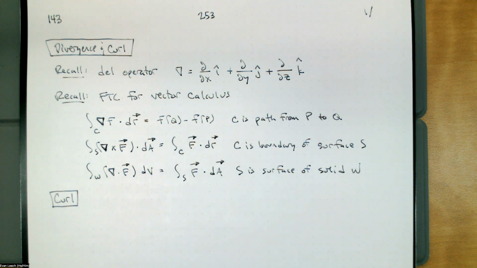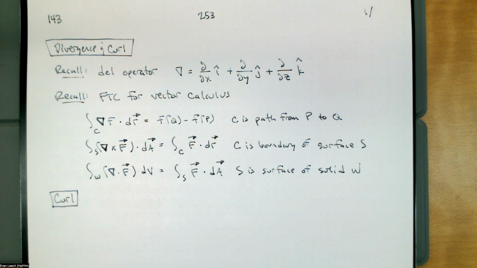The structure of the fundamental theorem of calculus is that we integrate a derivative over a set by evaluating the function at the boundary of the set. So the integral from a to b of f prime of x dx is f at b minus f at a. A and b form the boundary of the interval from a to b. F prime is the derivative of the function f.